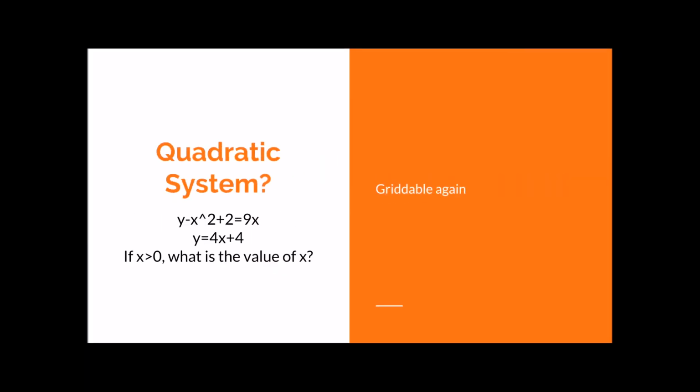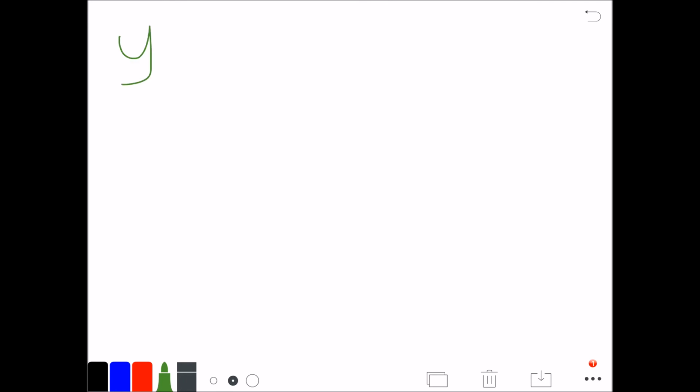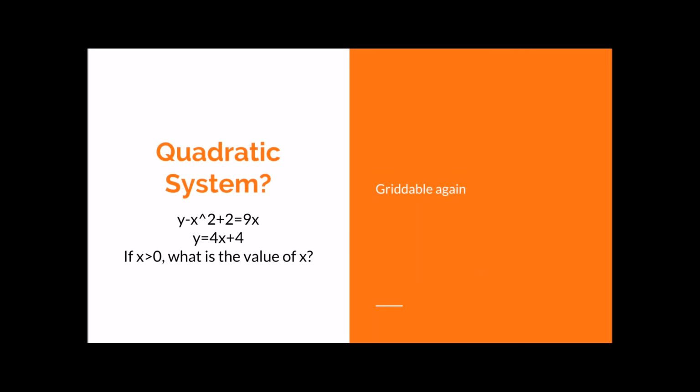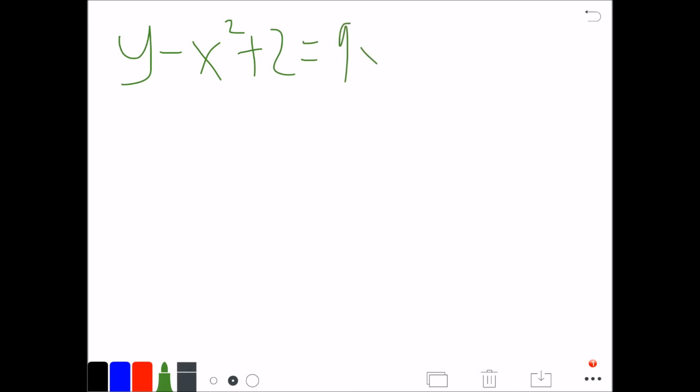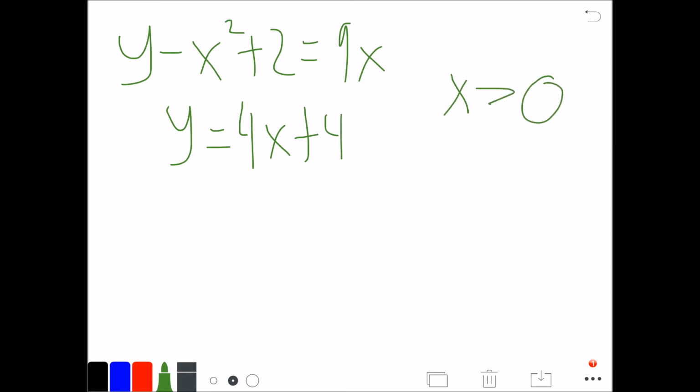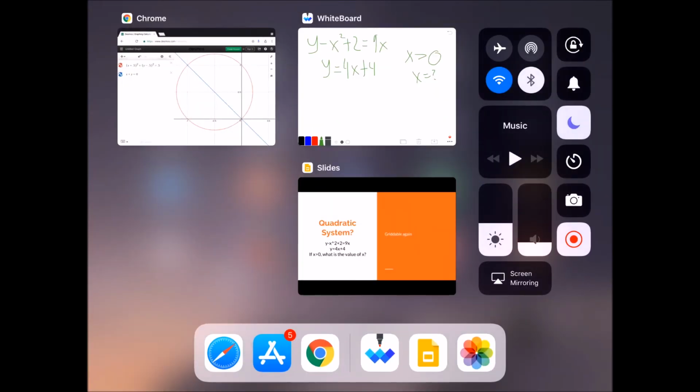Let's go to the third problem. So it's a quadratic system of sorts, and it looks intimidating at first, but it's a lot easier once you actually get to solving it. So you have y minus x squared plus 2 equals 9x, right? And then you get y equals 4x plus 4. So this is your given. And it says if x is larger than 0, then what is x? That's what it says.